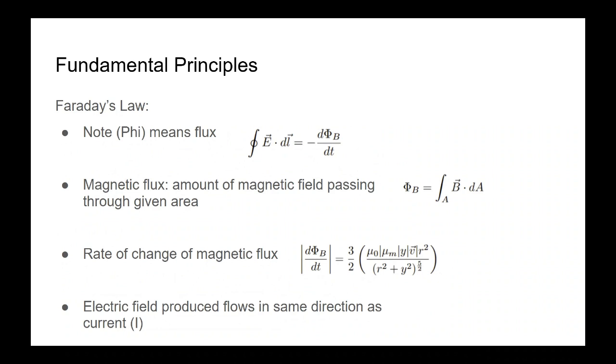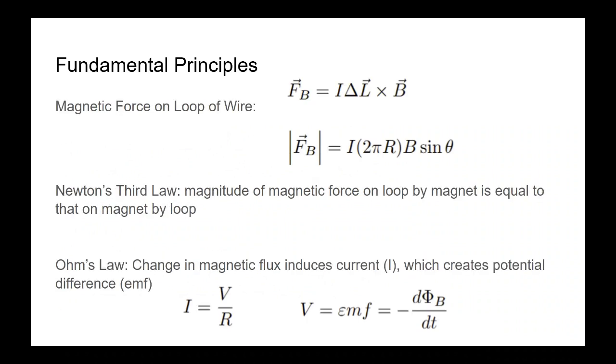Just noting that if some current is induced, it's going to flow in the same direction as the electric field that is induced. Also, there's magnetic force on a loop of wire, which is given by I delta L cross B. And at least the magnitude, just by cross product laws, is given by I times 2 pi r B sine theta, where 2 pi r is the length around the loop, the circumference. And by Newton's third law, that means that the magnitude of the magnetic force on the magnet is exactly equal to what we see above.